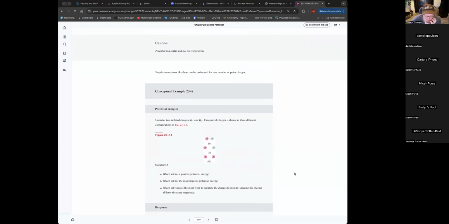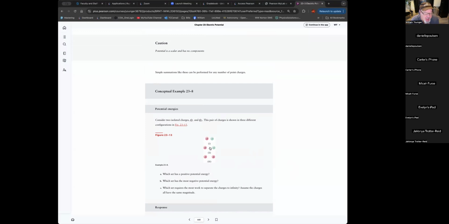So we're looking right now at charges Q1 and Q2. This pair of charges is shown in 3 different configurations. So in configuration 1, you can see you've got a positive charge and a negative charge close to each other. Then in configuration 2, you've got the same positive charge and negative charge a little further apart. And then in configuration 3, you got 2 positive charges the same distance apart as they were in part 2.